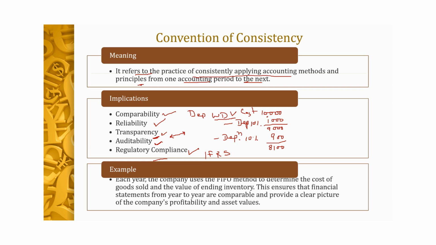Now in the example, let's discuss that a company uses the FIFO method to determine the cost of goods sold and the value of each and every inventory. It ensures that financial statements from year to year are comparable and provide a clear picture of the company's profitability and assets value. If we use the FIFO method over the period, it will help us in knowing the inventory in a better manner. Comparing the financial statements will ensure reliability and transparency in our financial statements.